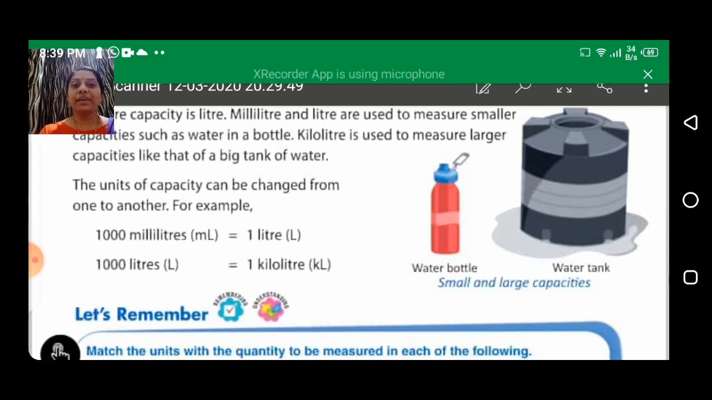The units of capacity can be changed from one to another. 1000 milliliters is equal to 1 liter. 1000 liters is equal to 1 kiloliter.